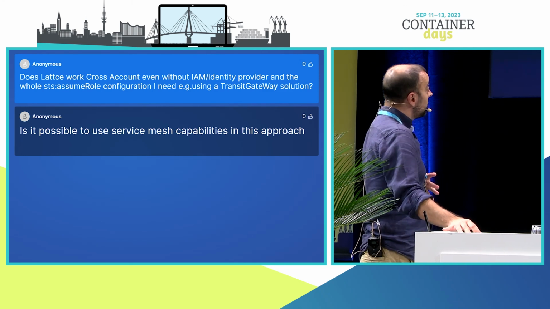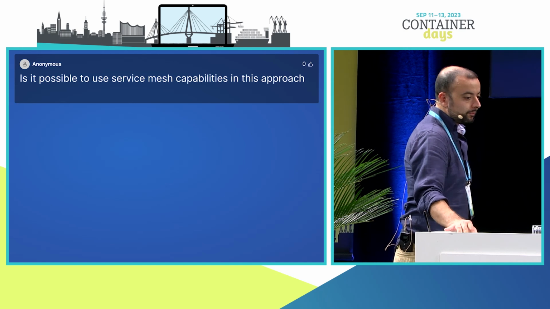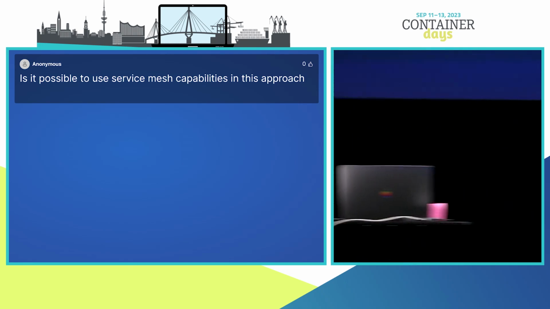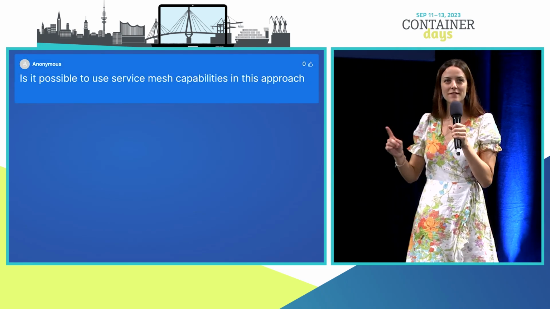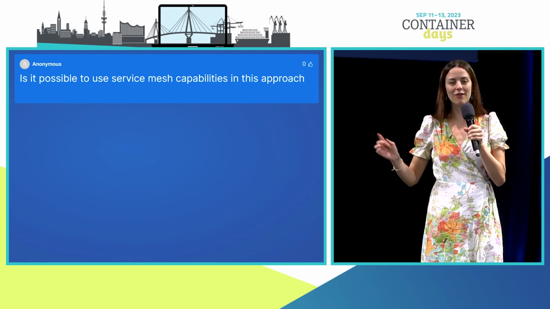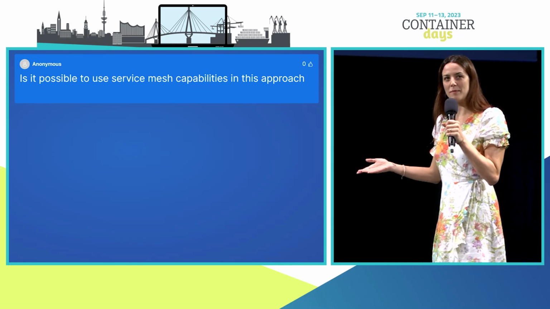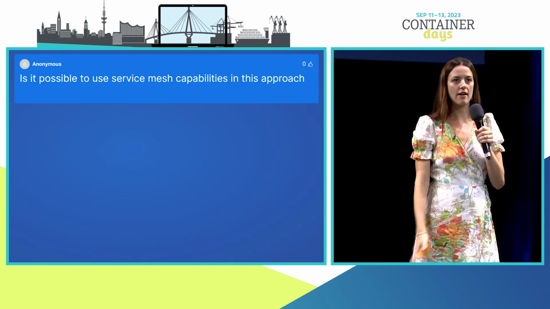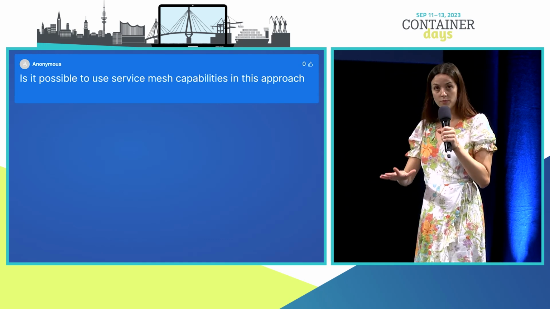Cool. And the last one, or perhaps if there are any more questions in the audience, but is it possible to use service mesh capabilities in this approach? Is the question, does VPC Lattice have service mesh-like capabilities, or can we use it together? Because it has some kind of service mesh-like capabilities. The answer is yes. It works at layer 7, and so it has this set of features that we see are most commonly used by our customers with service mesh.